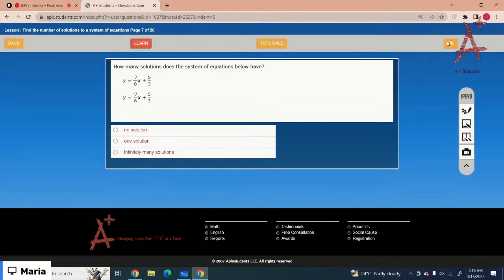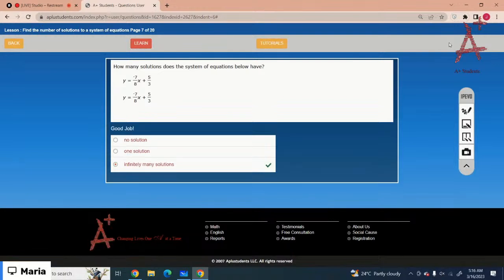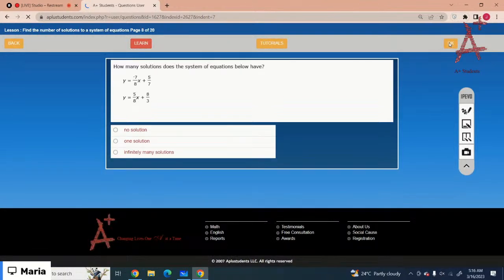So when the equations are identical, it has infinitely many solutions. Okay, y equals negative 7 over 8x plus 5 over 7 and y equals 5 over 8x plus 8 over 3. So both the equations have different slopes and different y-intercepts. Got it? So when two equations have different slope and different y-intercept, that means they have one solution. That means they have just one solution.